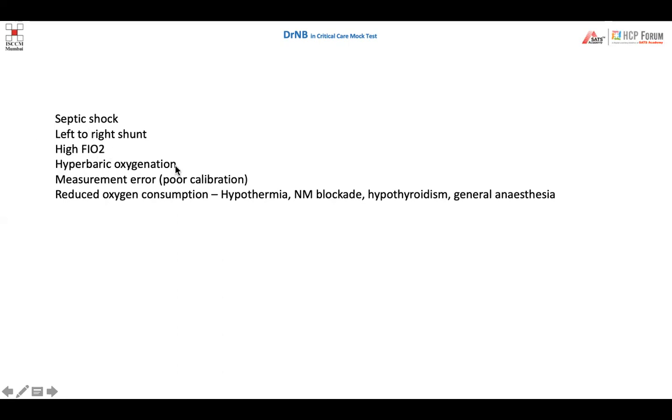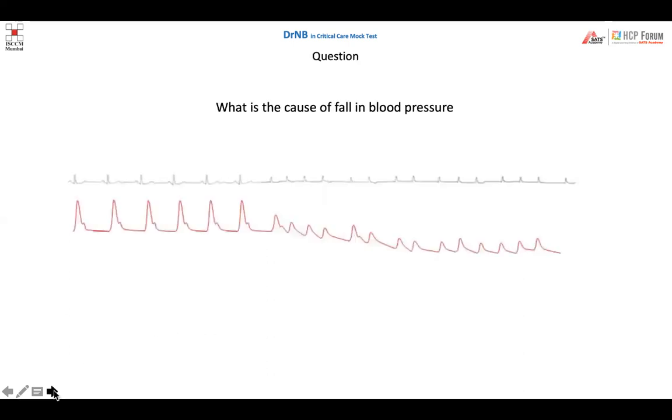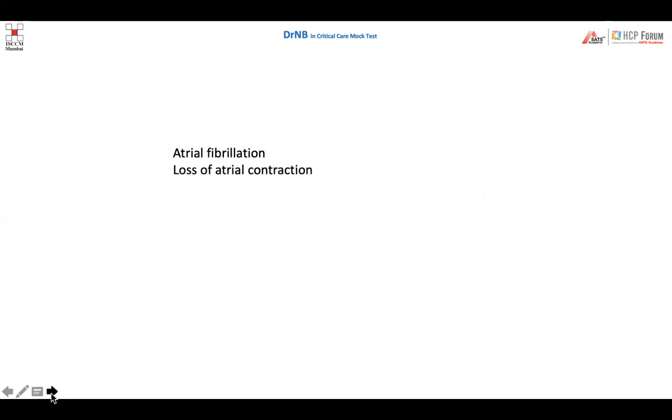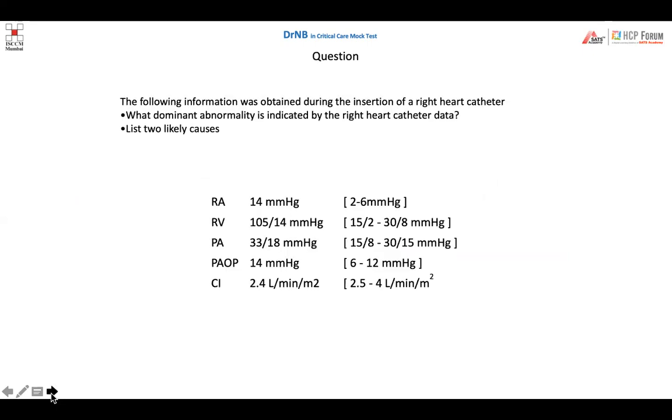In cases of hyperbaric oxygenation, error of measurement and reduced oxygen consumption may also be seen in cases of hypothermia, neuromuscular blockade, hypothyroidism, and general anesthesia. Cause of fall in the blood pressure: the sinus rhythm has gone into atrial fibrillation, and this fast ventricular rate, with a lack of atrial contribution, is causing this fall in the blood pressure.